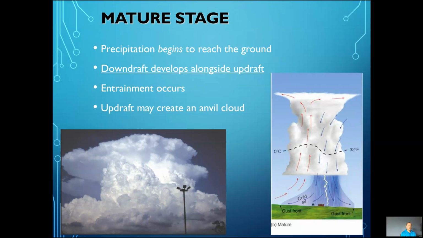Anvils of thunderstorms are going to suggest that you have a level in the atmosphere in which the parcels of air can no longer rise. You may hit an inversion or some other stable air, and it spreads out horizontally across the sky.